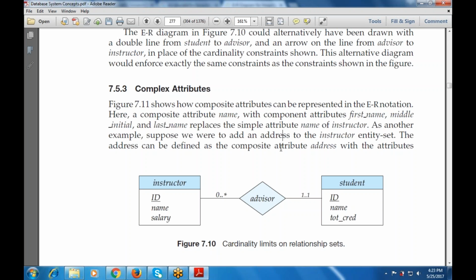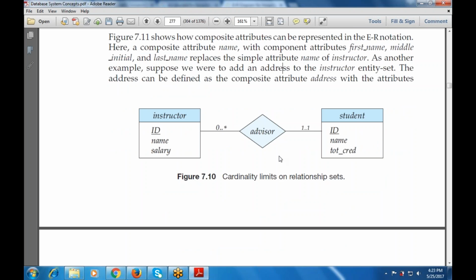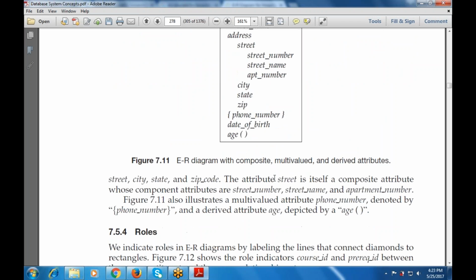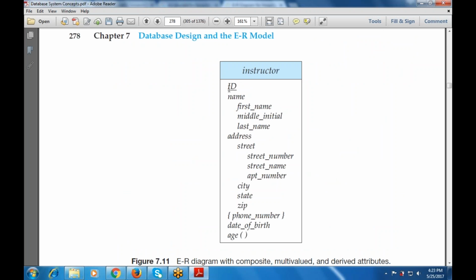Let's take another example. Suppose we were to add an address to the instructor entity set. So if I want to add one more attribute, that is the address, the address can be defined as a composite attribute address with the attributes street, city, and state. So let's take the example. So this ER diagram contains composite, multivalued, and derived attributes.